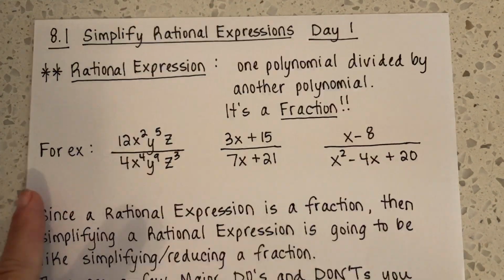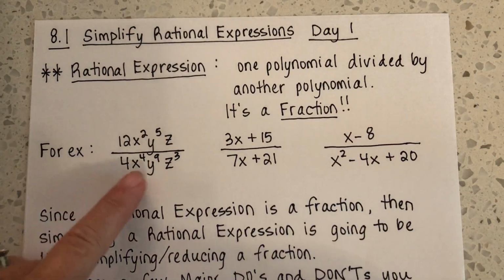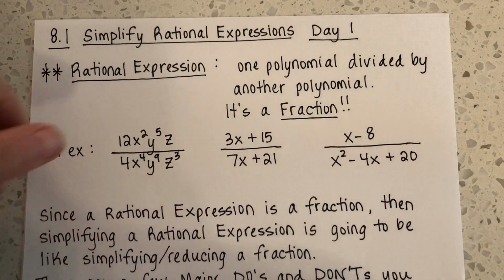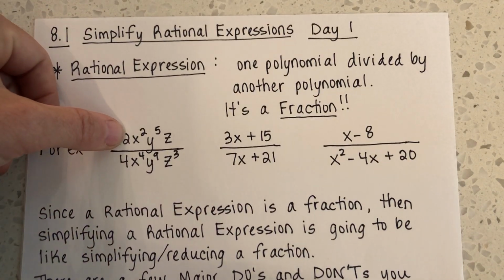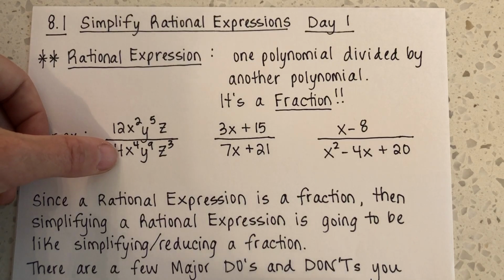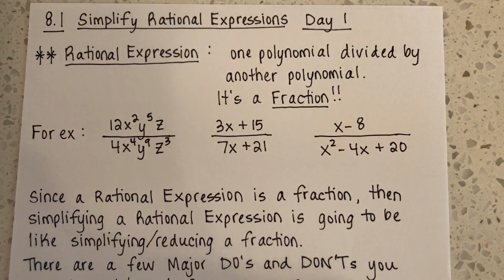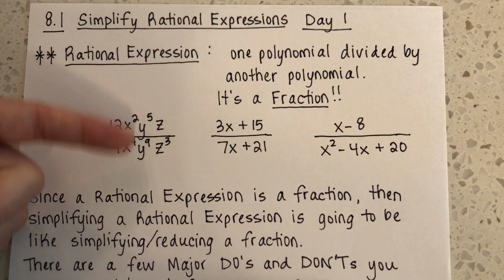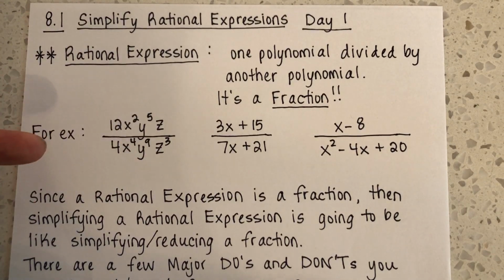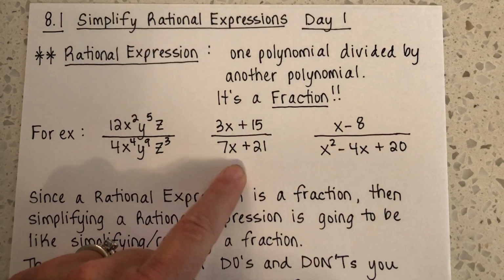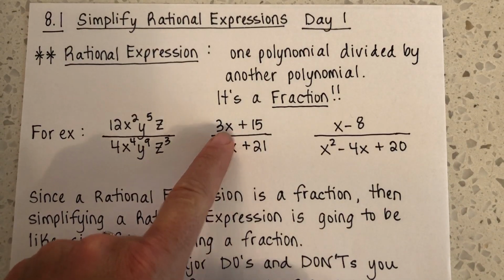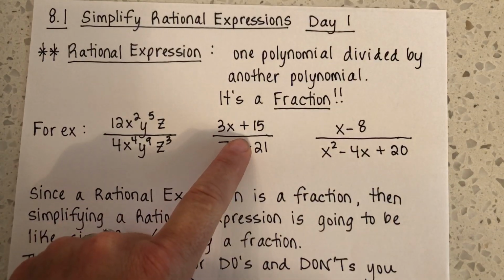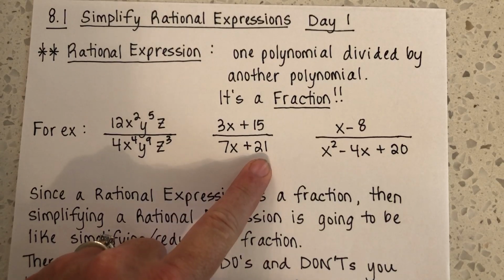So let me give you a few examples of a rational expression. This is a rational expression. It's a one-term polynomial divided by a one-term polynomial. And we've already done these. We would divide our numbers and then subtract our exponents and put it back where the bigger one was. Okay, this is a rational expression. It is a two-term polynomial divided by a two-term polynomial, okay?